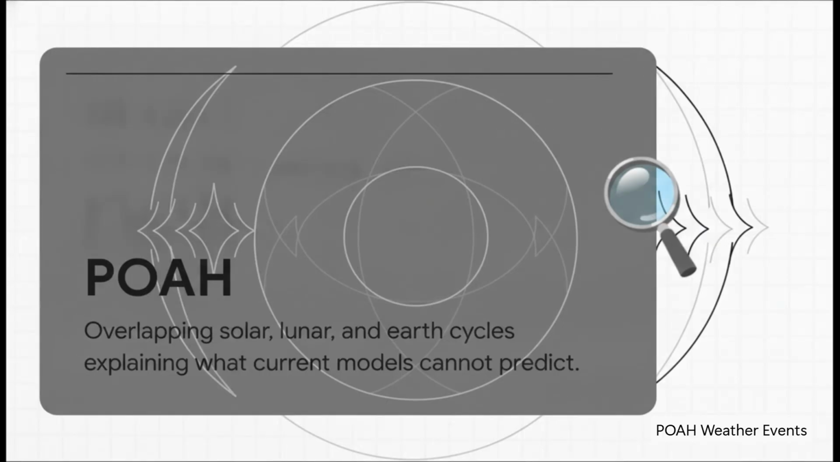So the whole timeline we're looking at today hinges on what's called the POAH framework. That stands for the Phase Overlap Amplification Hypothesis. Essentially, it's a new Earth systems science hypothesis. It proposes that when you have simultaneous alignments across solar, lunar, and our own Earth's energetic cycles, you get a highly amplified atmospheric response. This overlapping cycle theory is specifically designed to address the critical blind spots we currently see in standard weather prediction models.